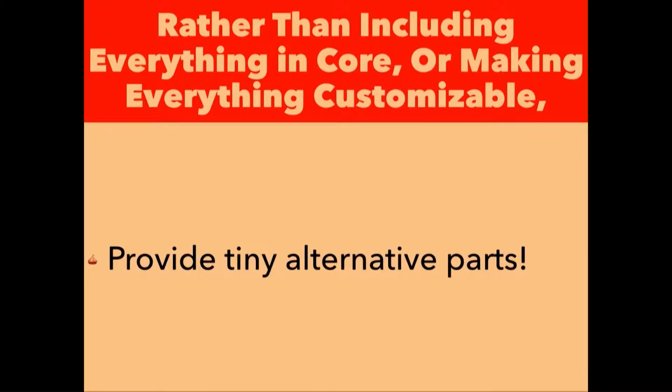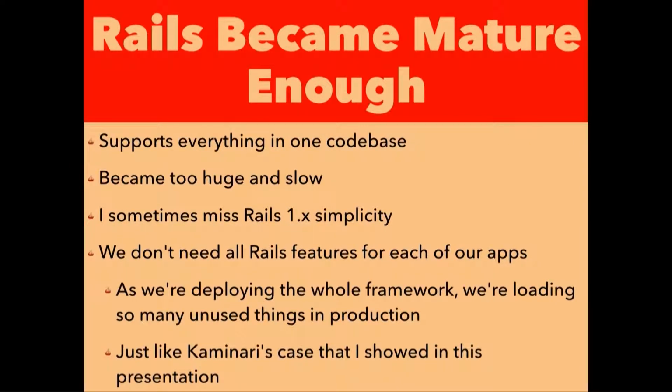So rather than including everything in Rails core or making everything customizable, I'd like to propose to provide alternatives to the default Rails stacks. As Sean said, Rails became mature enough. But sometimes we miss Rails 1 simplicity and Rails 1 speed, right?